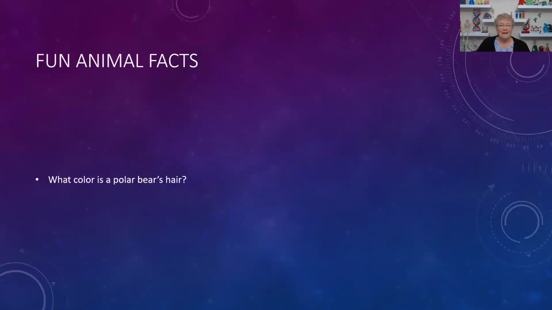All right, here's one. Anybody know what color a polar bear's hair is? Rita. White. It looks white, but it's actually not. A couple of people are saying, isn't it pink? It is clear. It is transparent. So it's clear. It's colorless. Doesn't have any color at all.